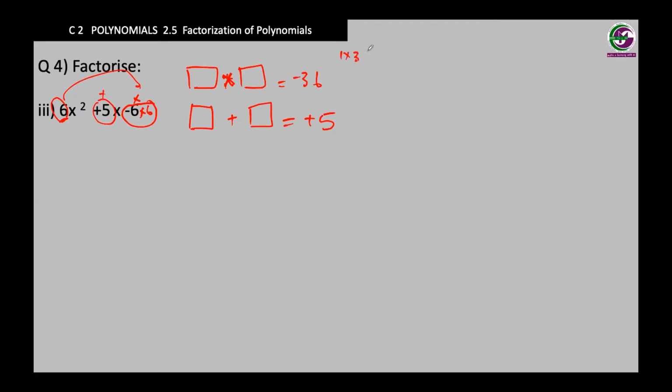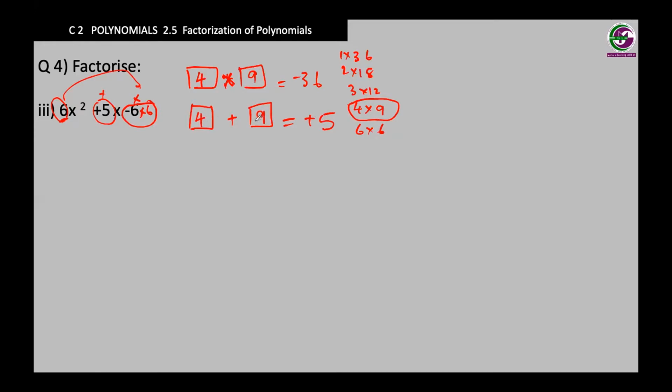1 times 36 is 36, 2 times 18 is 36, 3 times 12 is 36, 4 times 9 is 36, 6 times 6 is 36. 1 and 36 will not give you 5, 2 and 18 will not give you 5, 3 and 12 will not give you 5, 4 and 9 will give you 5. So this will be the answer. So let us see, 4 and 9. Yes, 4 times 9 is 36. Also, 4 and 9 will give you 5, but on subtraction.